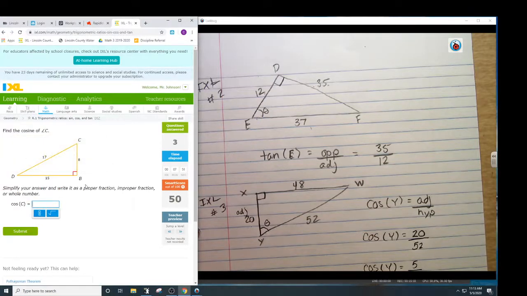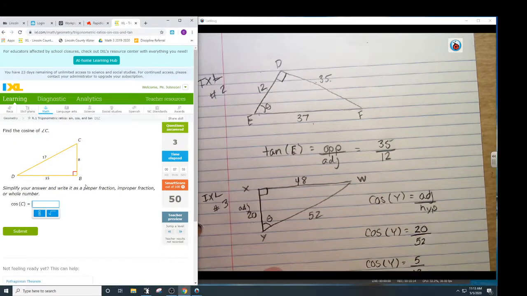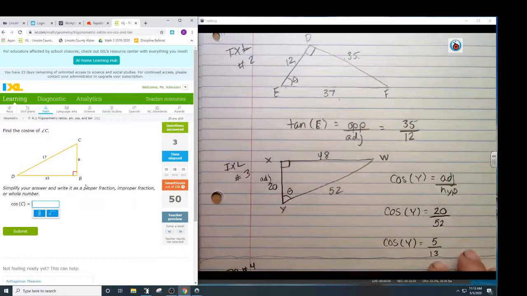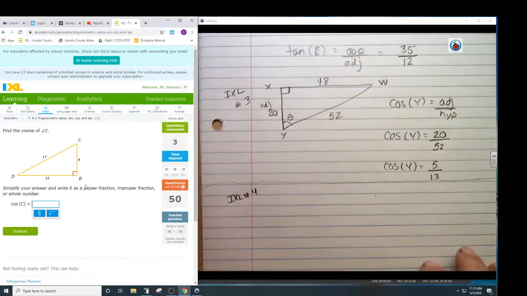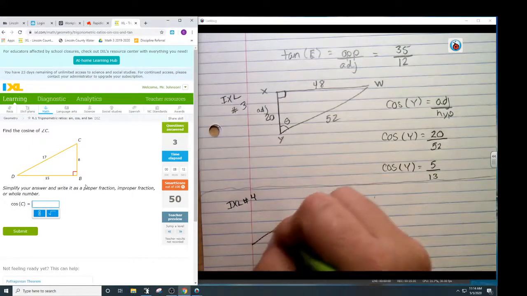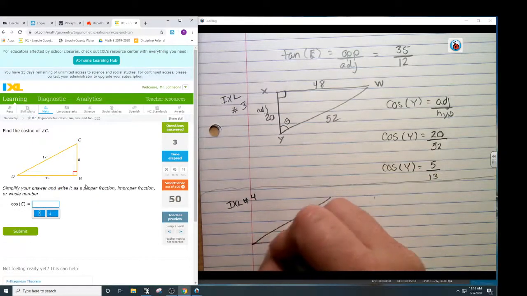Okay. All right. Now the next one, IXL number 4. I'll probably get it to 80, then I'll let you guys work on yours. Let's see. It looks like it's giving plenty of points here, so if you don't get many wrong, it shouldn't take long to do this.